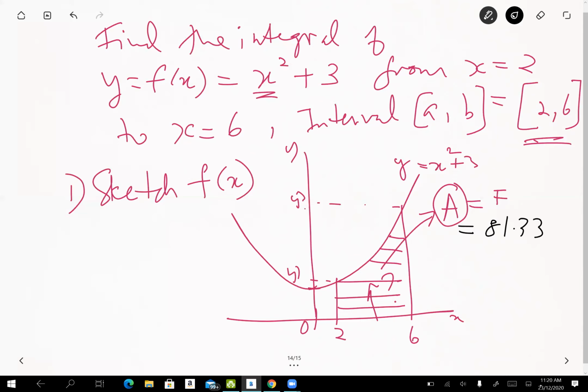Okay, of course, the unit of area is unit square. Okay, unit square, area. But no need to say it, it's fine. Alright. So the area is 81.33. Okay. Alright. So that is the definite integral.